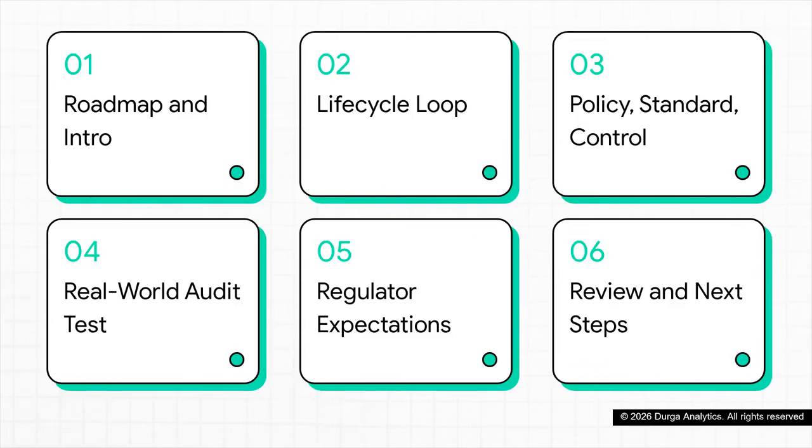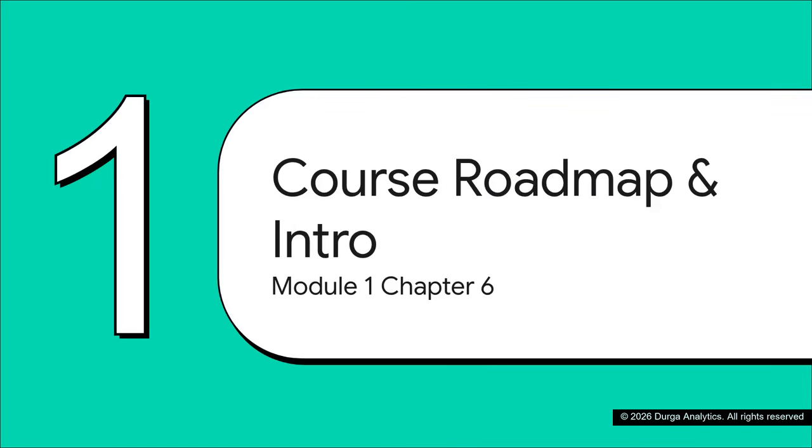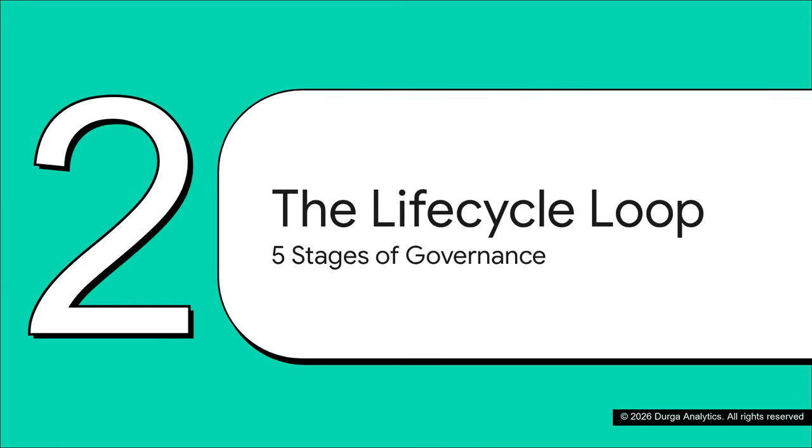We'll start with a course roadmap and intro, then explore the governance lifecycle loop. Next, we'll break down policy, standard, and control. After that, we're going to run a real-world audit test, look at global regulator expectations, and finish up with a review and some next steps. All right, let's jump right into Section 1, Course Roadmap and Intro. Moving right along to Section 2, the Governance Lifecycle Loop.